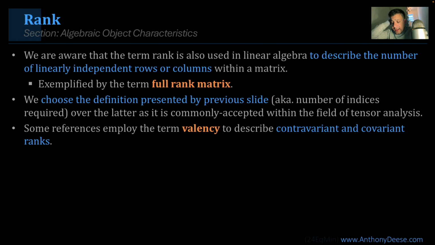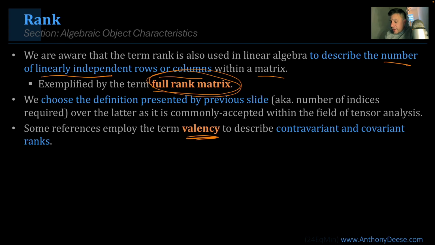Now we are aware that the term rank is also used in linear algebra to describe the number of linearly independent rows or columns within a matrix, and this is exemplified by the term full rank matrix. We are going to choose the definition that we just talked about on the previous slide, the number of indices required to index or identify an element, over the latter, because it's commonly accepted within the field of tensor analysis.